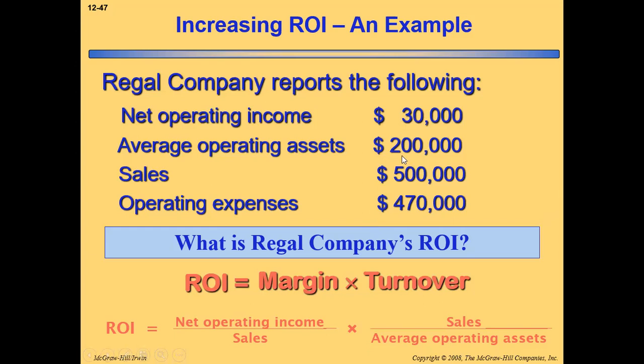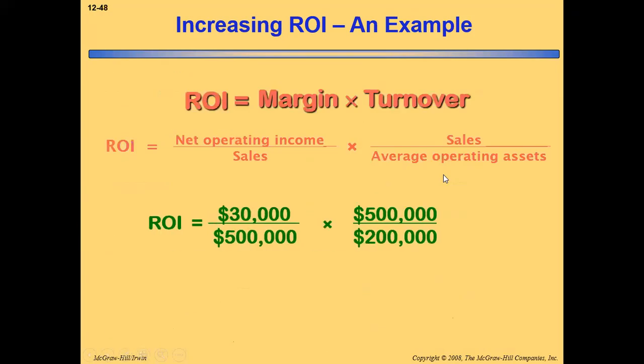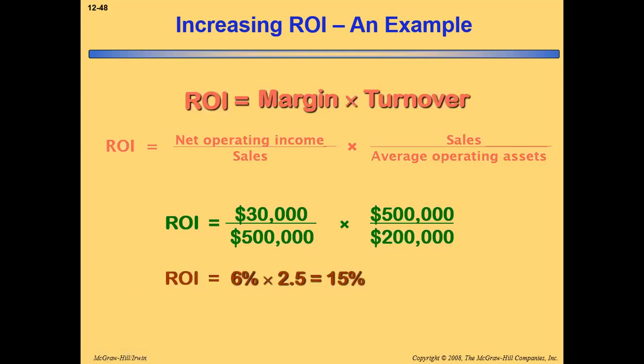So see, net operating income is how much? Net operating income is 30,000, sales is 5 lakh, average operating asset is 2 lakh. Okay, very easy math. দেখেন the ROI will be 15%. Okay, 6% into 2.5. Clear সবাই?